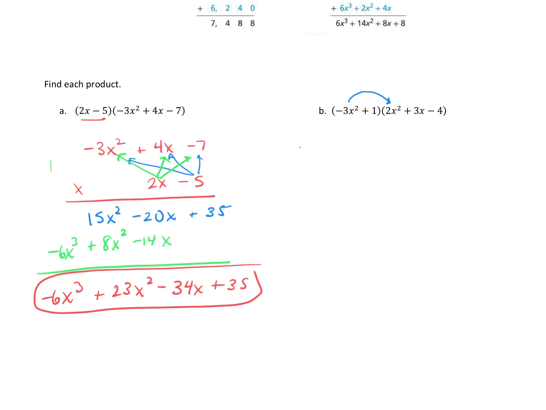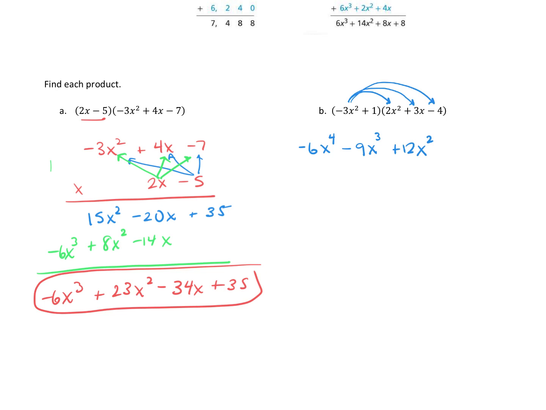Multiply your coefficients, we get negative 6. X squared times x squared is x to the 4th because we are adding exponents with multiplication. Now let's distribute to the next one. Negative 3x squared times 3x. Negative, multiply coefficients, negative 3 times 3 is negative 9. X squared times x is x to the 3rd because we are adding exponents. Negative 3x squared times negative 4, multiply your coefficients to get a positive 12. The x squared has nothing to multiply with, so it just tags along.